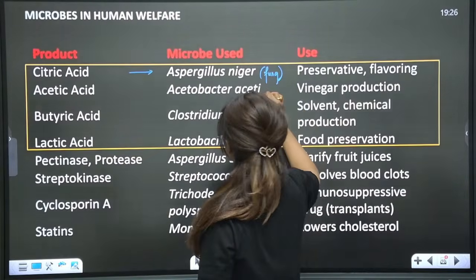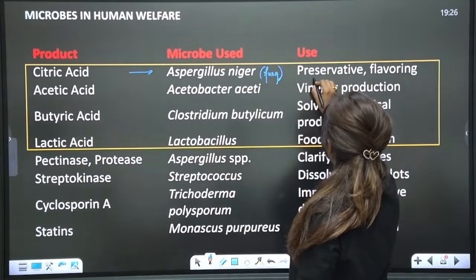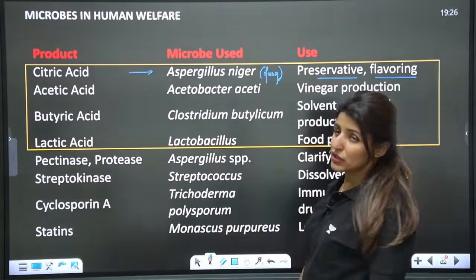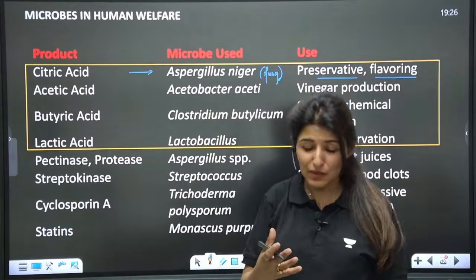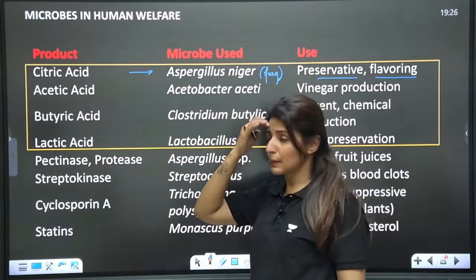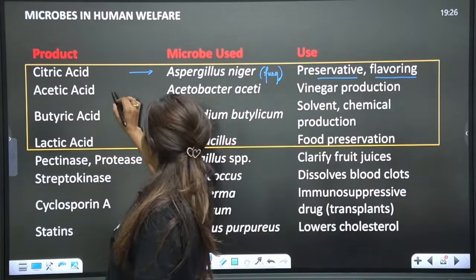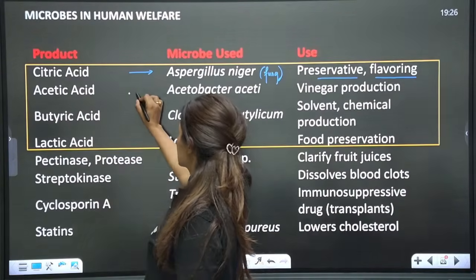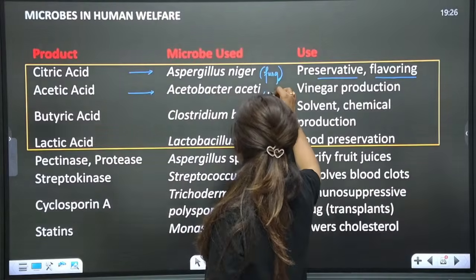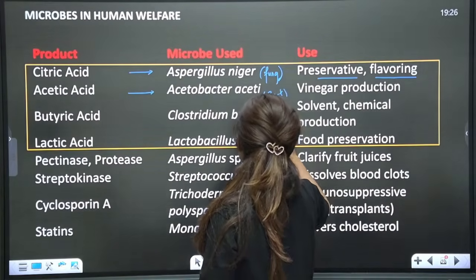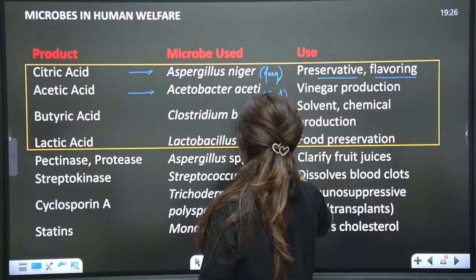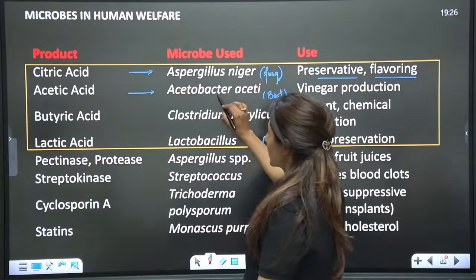Is that clear? Then, what is citric acid used for? It is a preservative and a flavoring agent. So, all your pickles and these jellies and jams, they have citric acid. It is edible. Okay. Then talking about acetic acid. This is produced by bacteria. Now, all the other three, Clostridium, Lactobacillus, they are all bacteria.